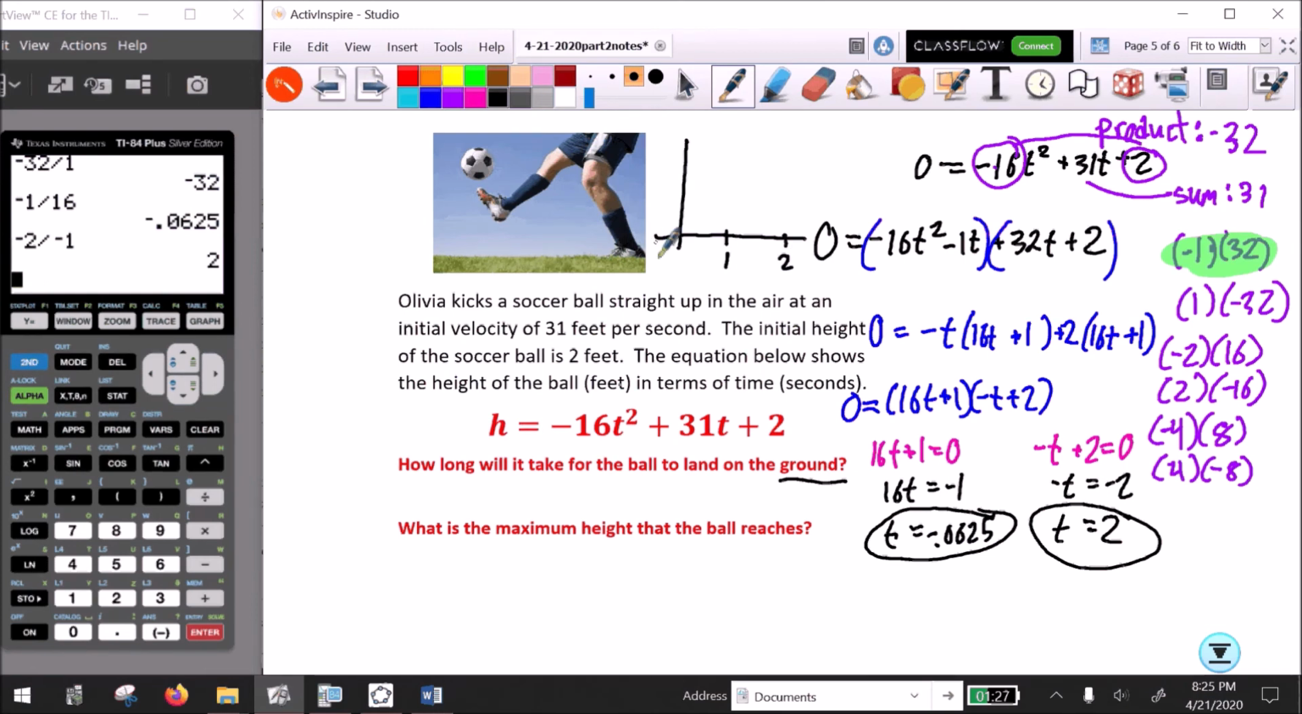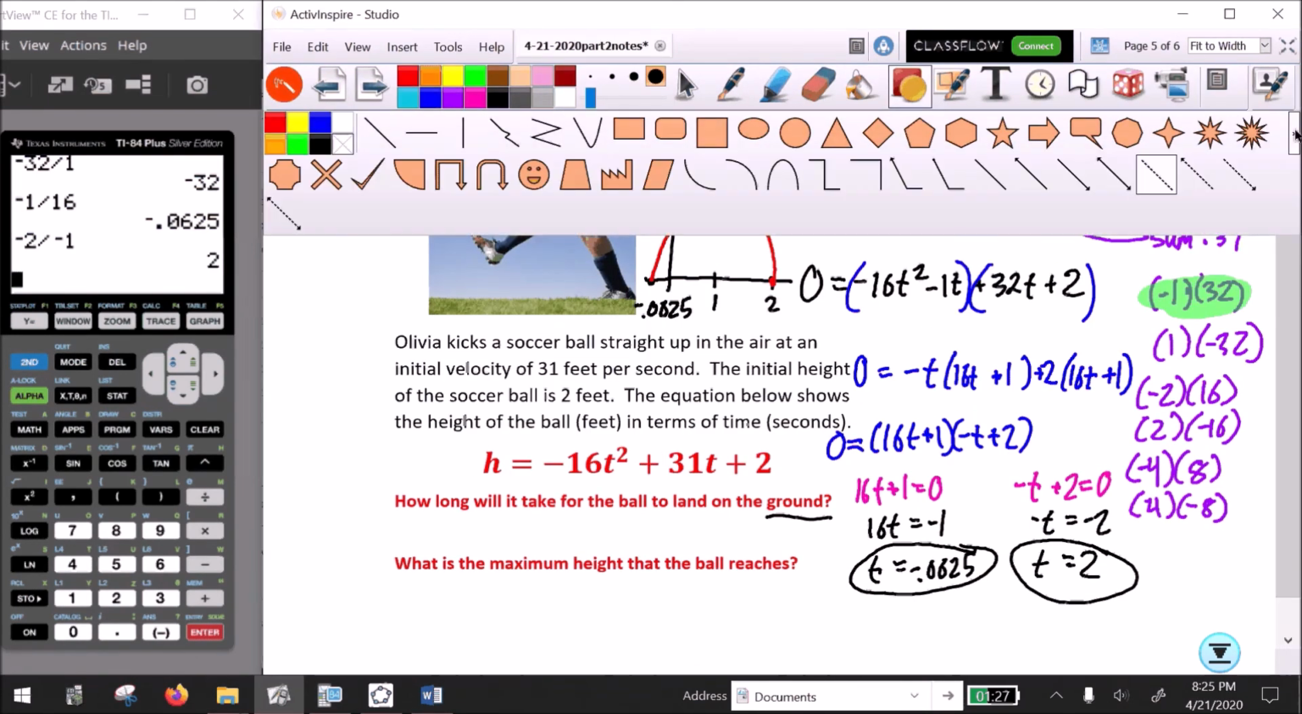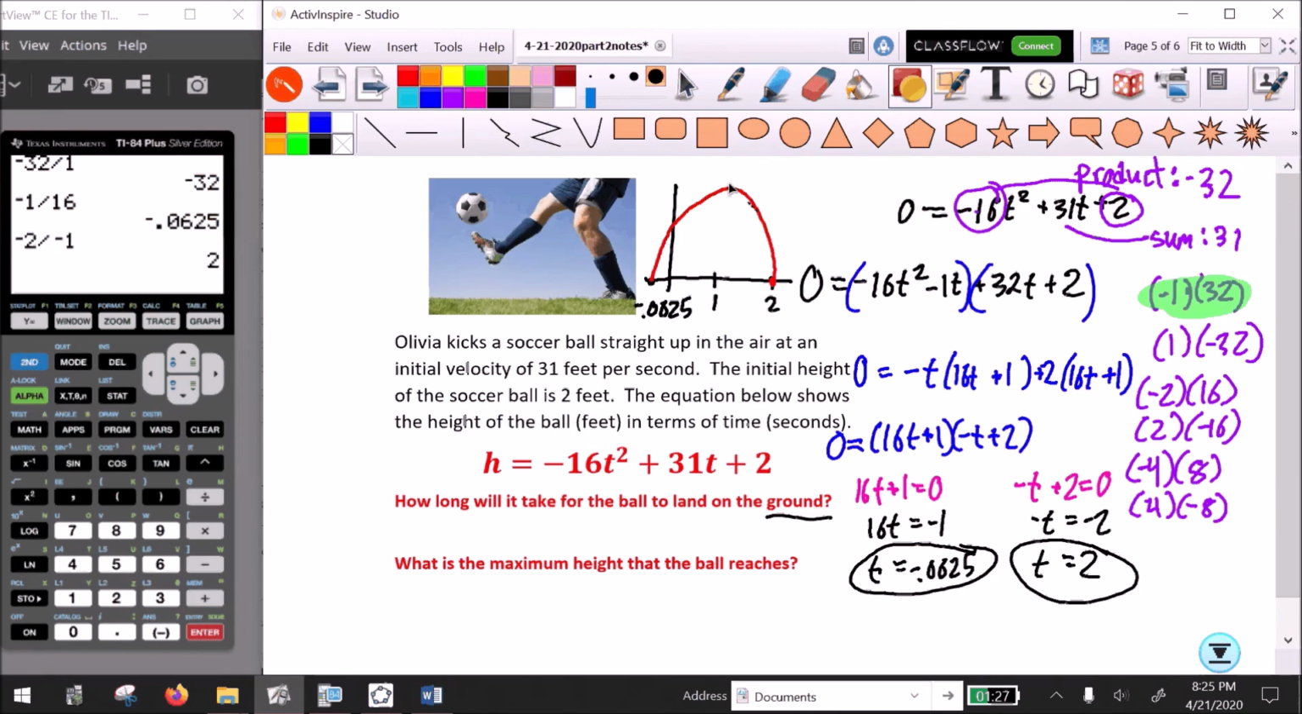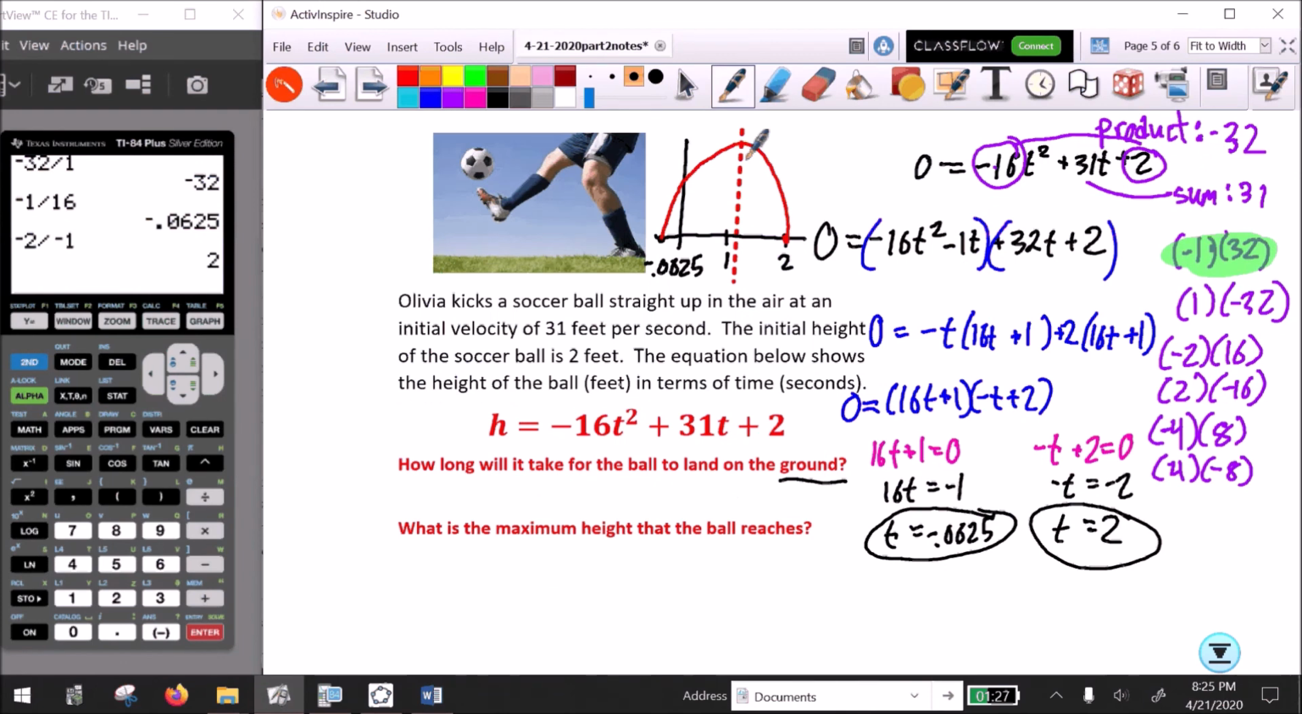That negative 0.0625, I'll plot it like right here, is what we call an extraneous solution. So the soccer ball really takes 2 seconds to land, but it does have that same parabolic shape that we saw in the other problem. And what we also have is the fact that there's an axis of symmetry that occurs halfway in between these two zeros. So somewhere in between these, we know that this will be the max height right here.